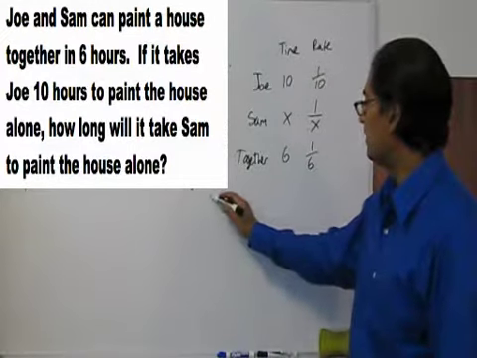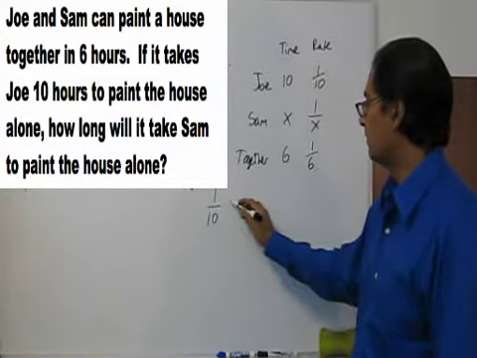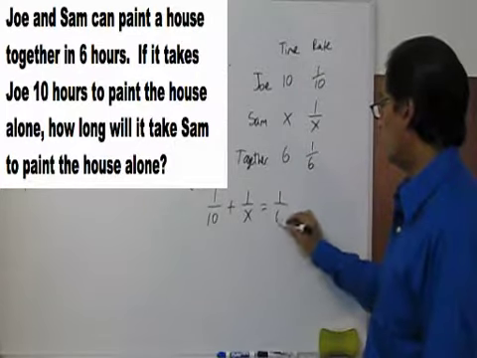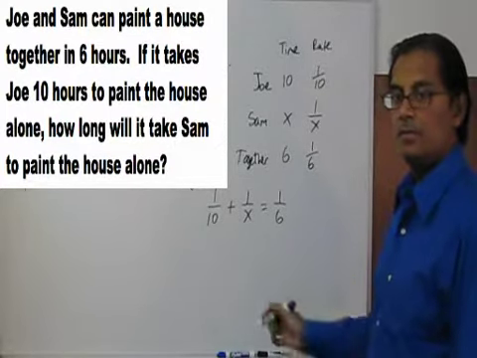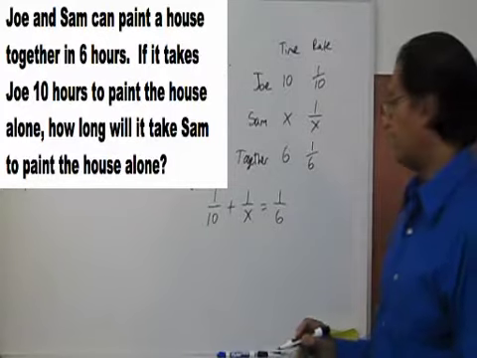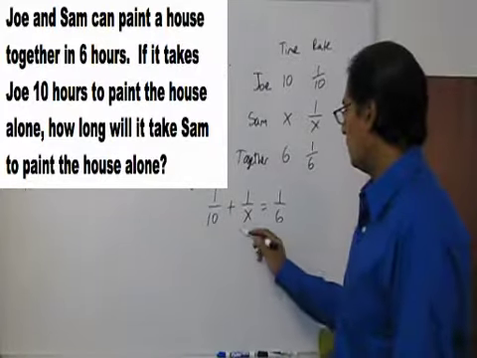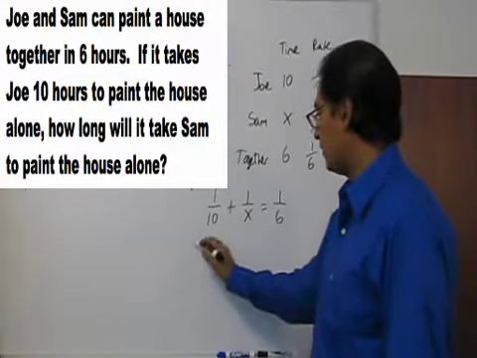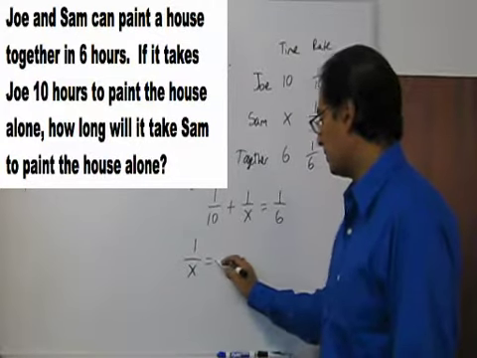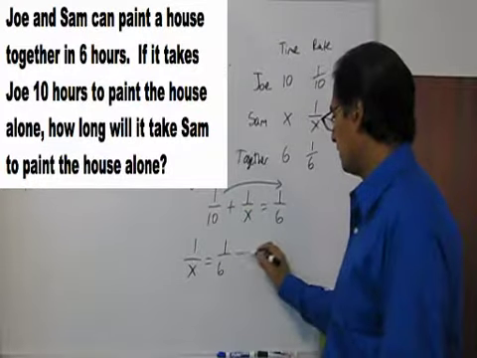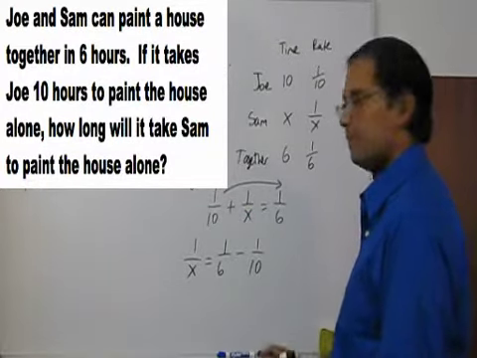So we get an equation: 1/10 plus 1 over x equals 1 over 6. And this is a rational equation that we can solve. To solve this, first of all, we should move the 1/10 over. So we get 1 over x equals 1/6 minus 1/10.